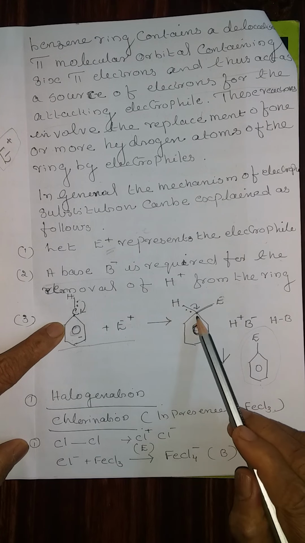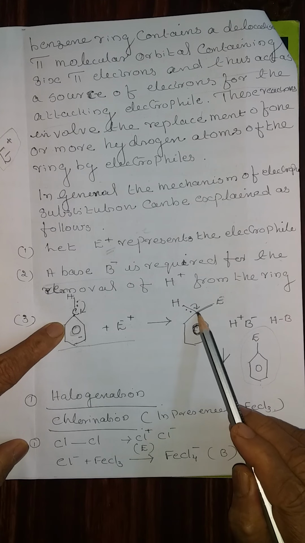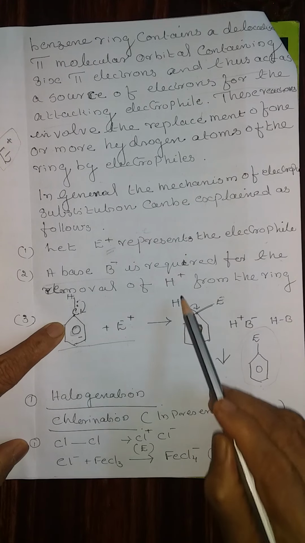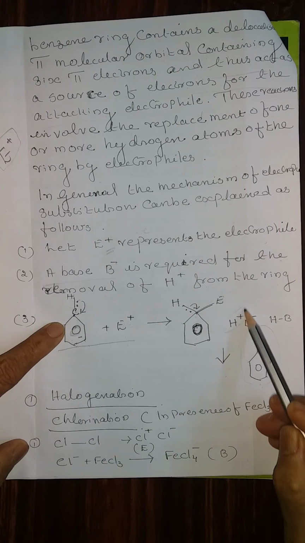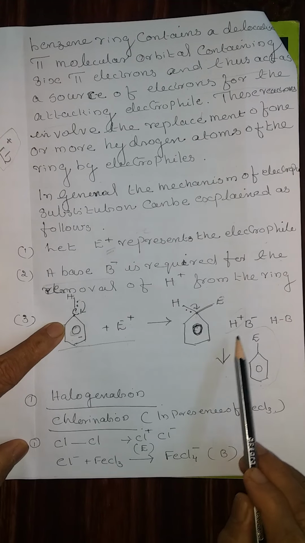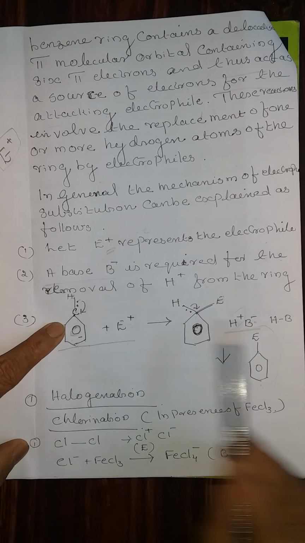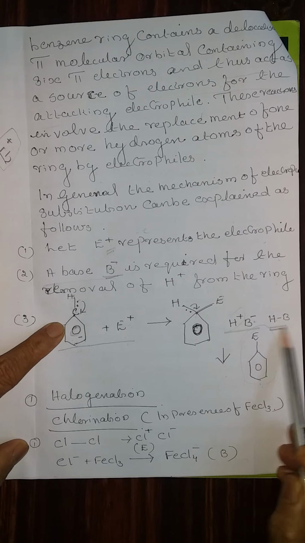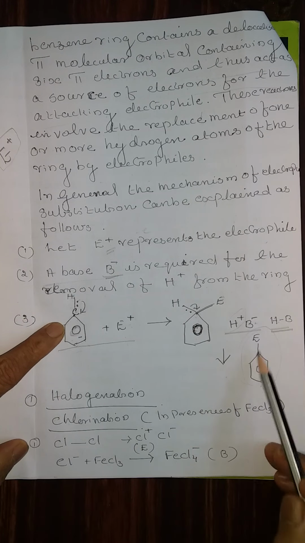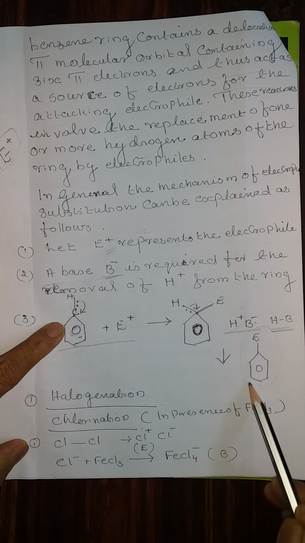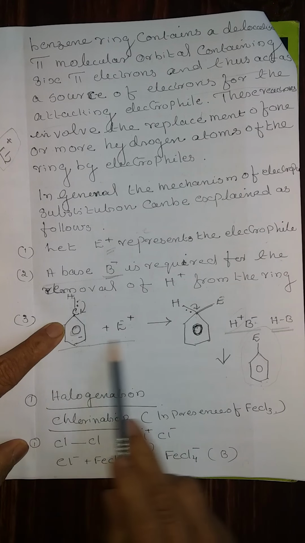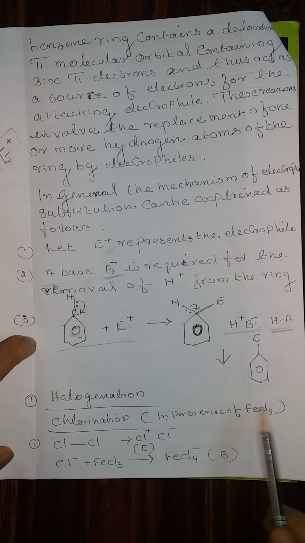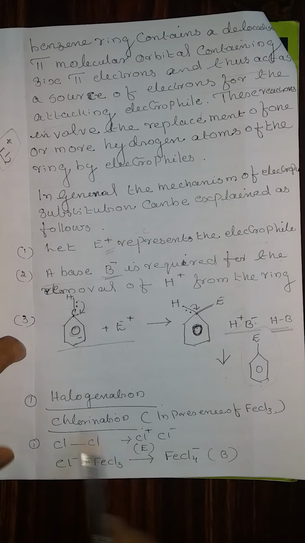Meantime, the hydrogen which is connected to the benzene ring, the 2 electrons are given to benzene and H is eliminated as H plus. That H plus will join with the base B minus which we already mentioned and forms HB. And the electrophile is directly attached to the benzene ring. These are the different steps that take place. 3 examples are mentioned in the syllabus.